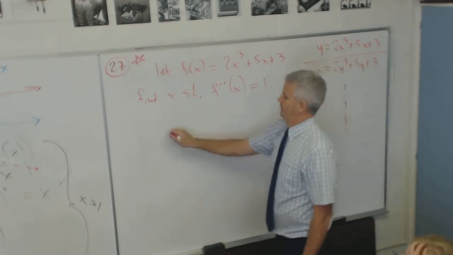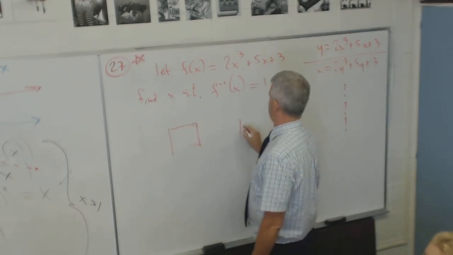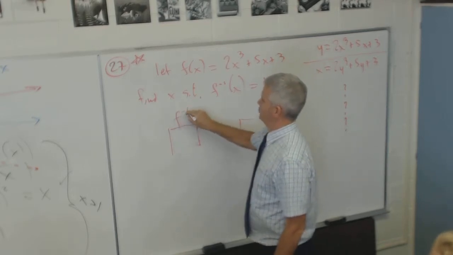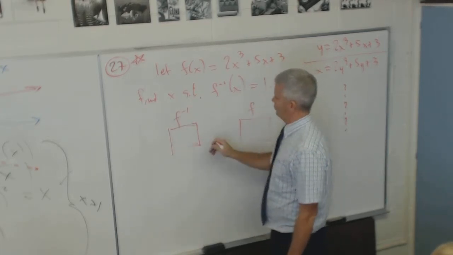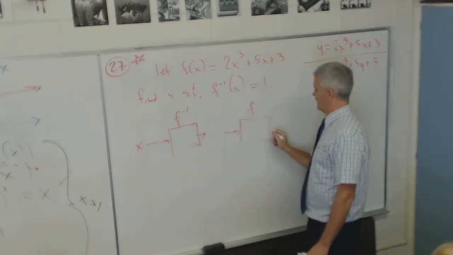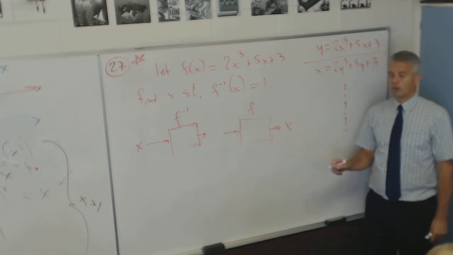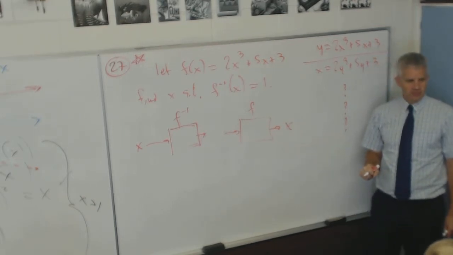Look at what's going on. f and f minus 1 are inverses. Think about doing f minus 1 and then f. If I plug x into this, I get an answer. And when I plug the answer in, what do I get at the end? x. We're back to the original because they're inverse functions.